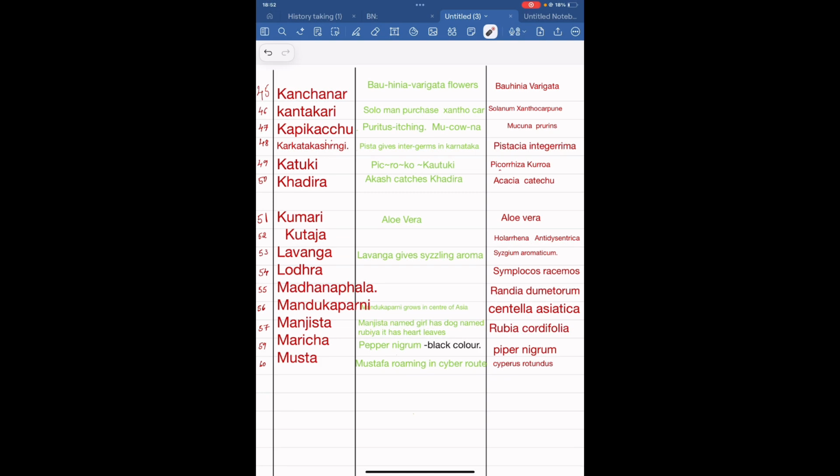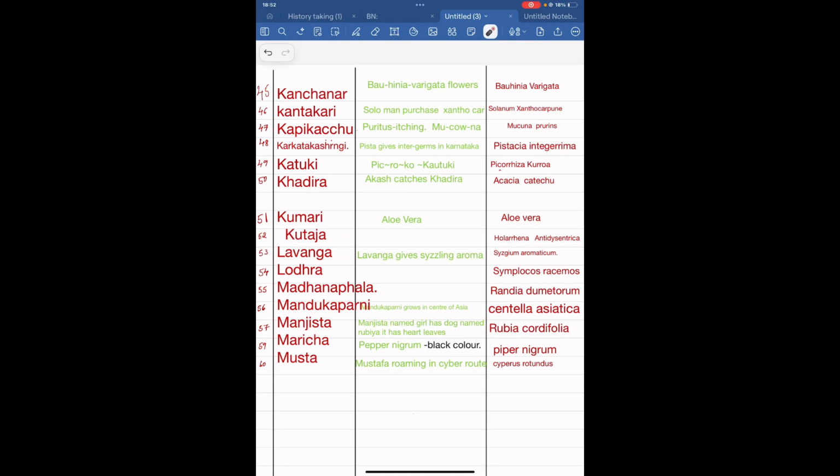Then Mandukaparni. Mandukaparni is a special drug going to the center of Asia. So the word center gives Centella and Asia gives Asiatica. Centella asiatica is the botanical name of Mandukaparni.